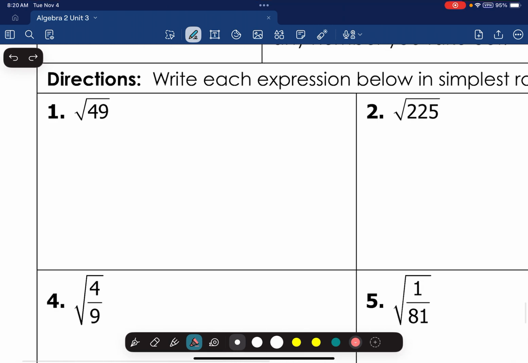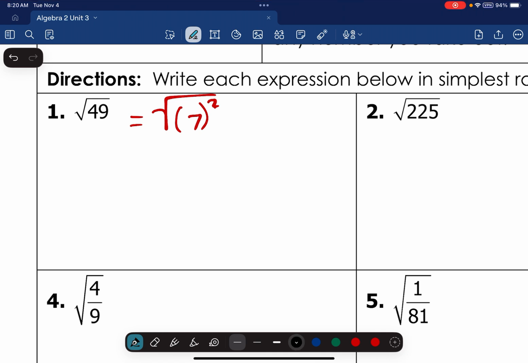Number 1 is a perfect square. 7 times 7 is 49. I'm going to show this step maybe once or twice, but then we're not going to write it out. This is 7 to the second power. That's what you have to think of: what to the second power gets us that number. If it's a perfect square, you'll have an exact number.